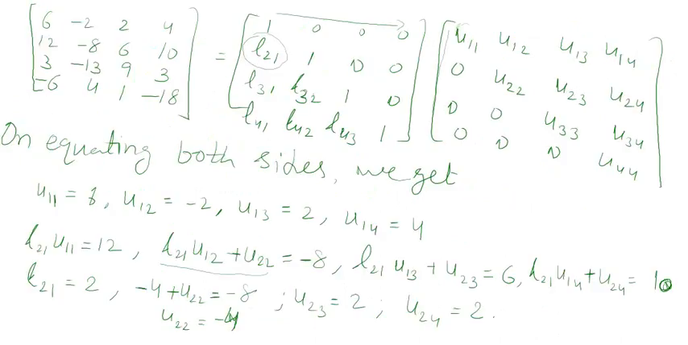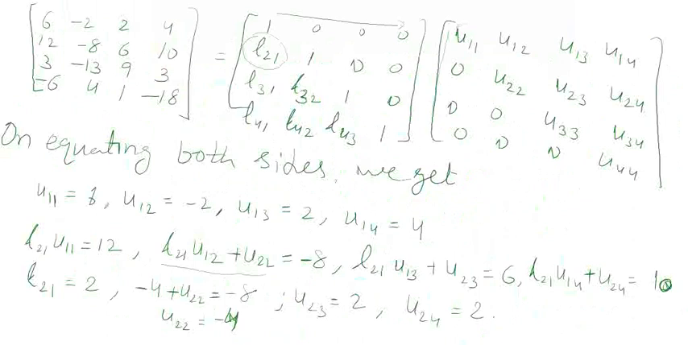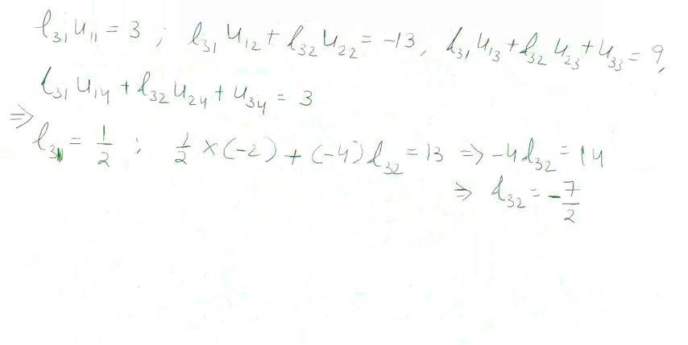That is minus 30, 9, 3. So 6 minus 2, 2, 4. Okay. So 1 by 2 into minus 2 is L31 U12, that is minus 13, right? Yeah. So this is minus 13. So minus 13 plus 1 is minus 12.